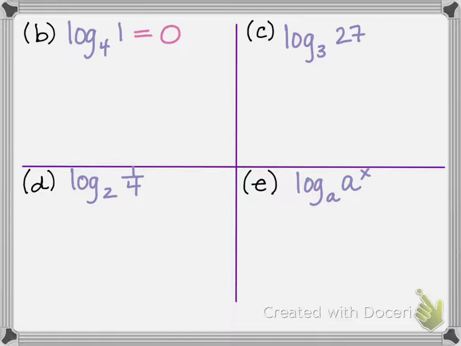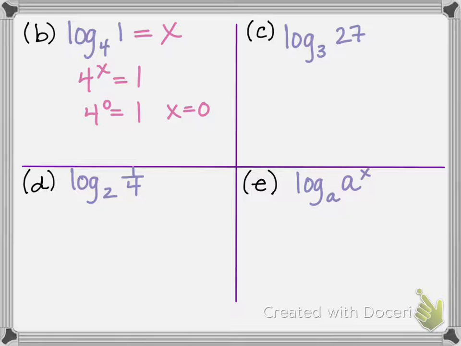If you wanted to try and work it out, you could say, I don't know what it is, and set it equal to x. You could have said 4 to the x equals 1, and 4 to the what power will always equal 1? Well, 4 to the 0 will always equal 1. So x has to equal 0. So that's one way you can do it.